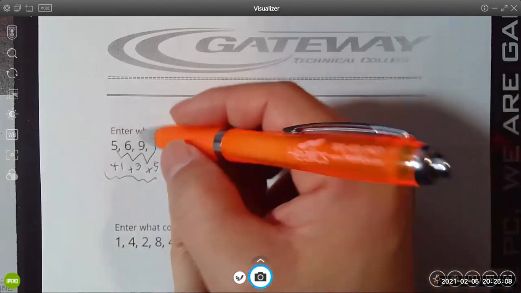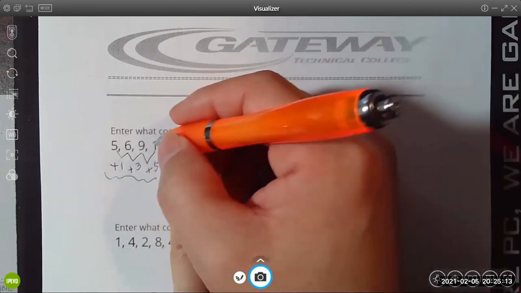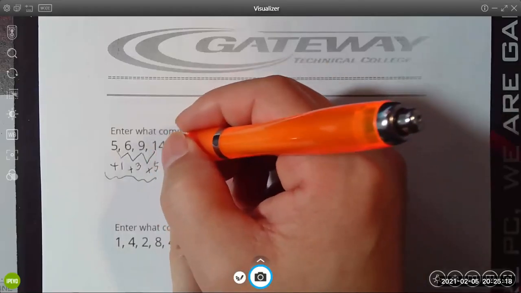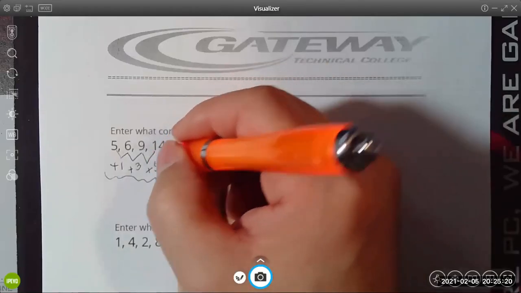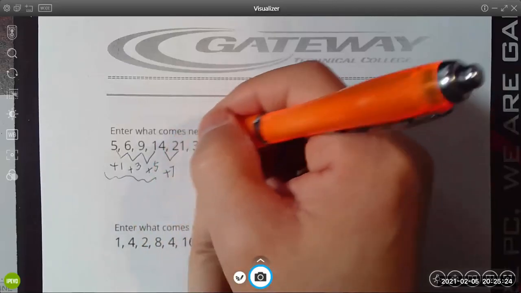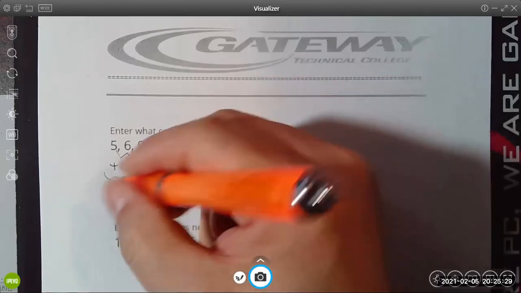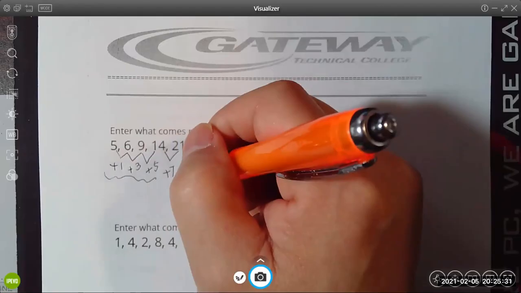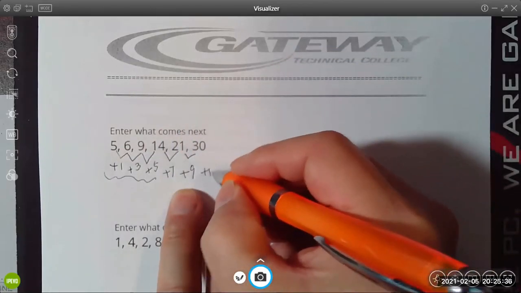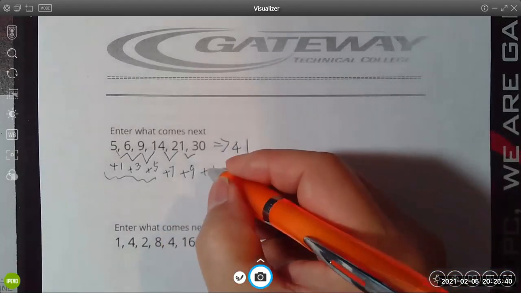Maybe for the next one we should add 7 to get the number after 14, right? 14 plus 7 should be 21. If we do get 21, that means this pattern is right. We get 21. So next we should add 9 to get the next one. Well, that's correct again. So this just confirmed the pattern. You add odd numbers to get the next number. So the next odd number to add is 11. So the next number is 41. So we are done with that.